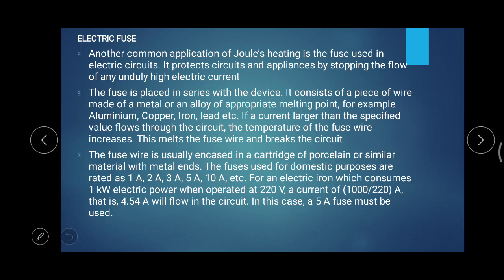If a larger current passes through the circuit, then the fuse wire first melts and stops the flow of current through the circuit, and protects the equipment. Here the equipment given is an electric iron.